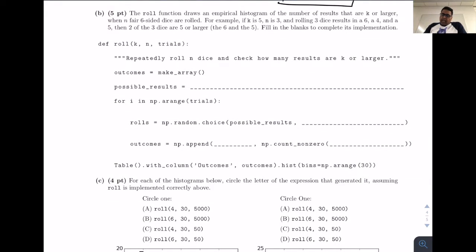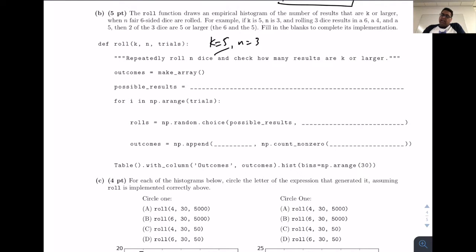So next, we have a simulation question, and we are asked to define the function roll, which takes in parameters k, n, and trials, where k is the threshold at which we count the values, n is the number of fair six-sided dice we're going to roll, and trials are the number of trials we're going to do. Essentially, if for example k is 5 and n is 3, we're going to roll a six-sided die 3 times. And we're going to count the number of times the value we get is either 5 or 6.